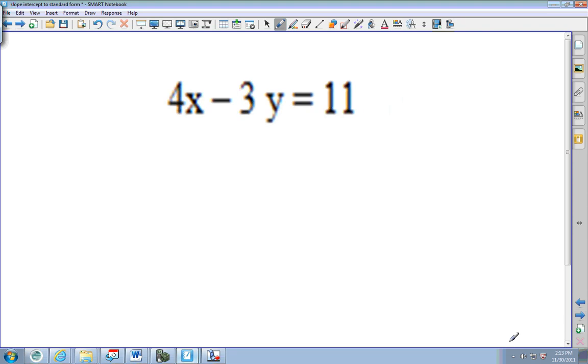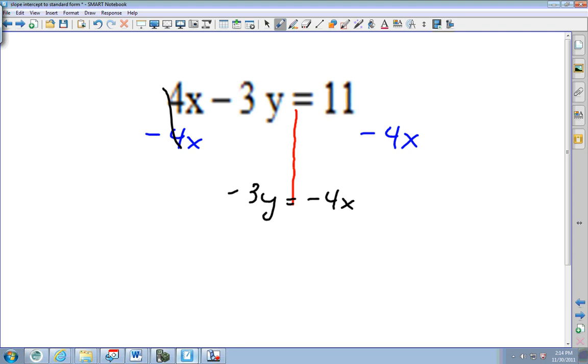Next, again, it's in standard form. Let's write it in slope-intercept form. Now, don't get freaked out if you get fractions. That's okay. Draw my line right here. I'm going to move this 4x to the left-hand side. It's a positive 4x, so I'm going to subtract 4x from each side. I get negative 3y equals negative 4x plus 11. I'm going to divide by negative 3.